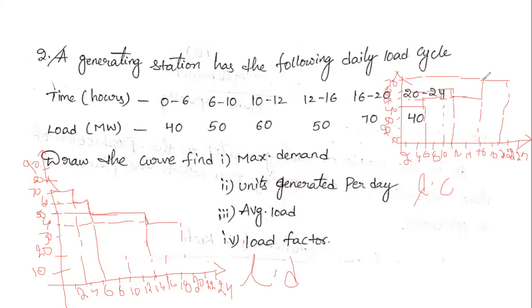What is the maximum demand? The highest peak is the maximum demand. What is the highest peak? That is 70 megawatts. Therefore, the maximum demand is 70 megawatts.